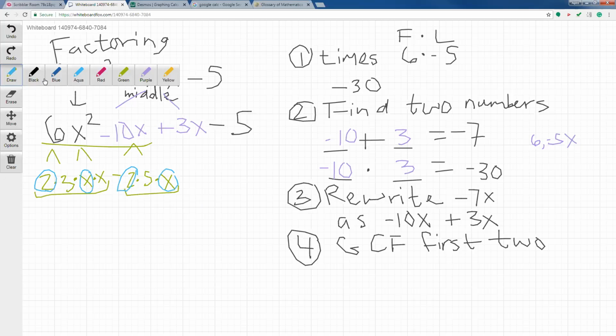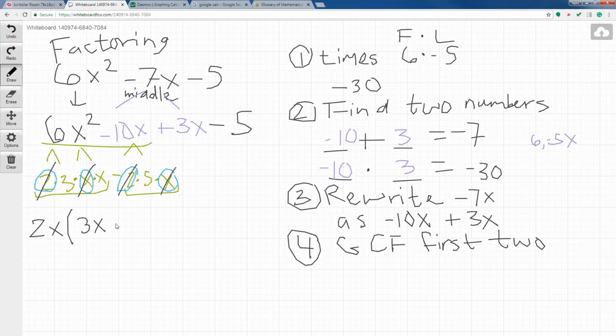So that common piece goes in front. We have 2 and x in common. Then everything else goes inside. We have 3x minus 5 left over. The minus sign does still come down. So we've greatest common factored the first two. Now we greatest common factor the last two.